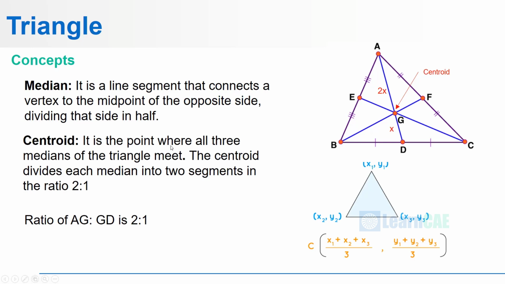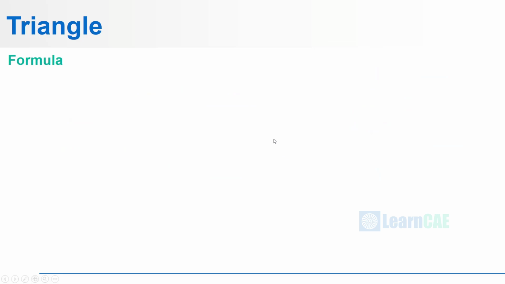The centroid is the point where all three medians of a triangle meet. The centroid divides each median into two segments in the ratio 2:1. That is, the length AG and GD are split in the ratio of 2:1. And the centroid formula is given here. It is the average of all the x vertices, average of all the y vertices. We shall quickly see the formula.